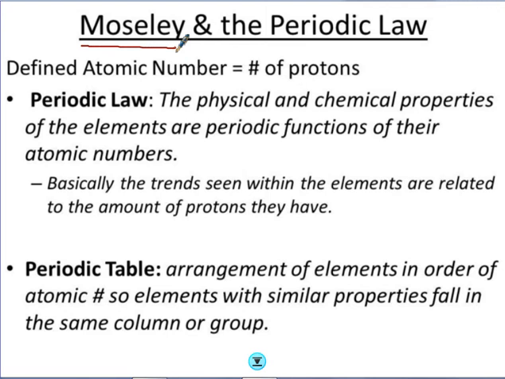Okay, and you can see elements on the periodic table are arranged by atomic number from left to right and top to bottom, but they're also arranged with similar properties. Think about the noble gases all the way at the end to the right. They all have similar properties.